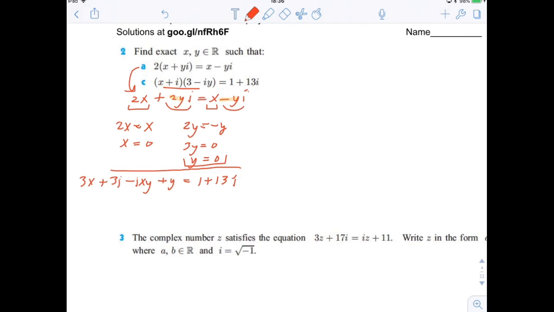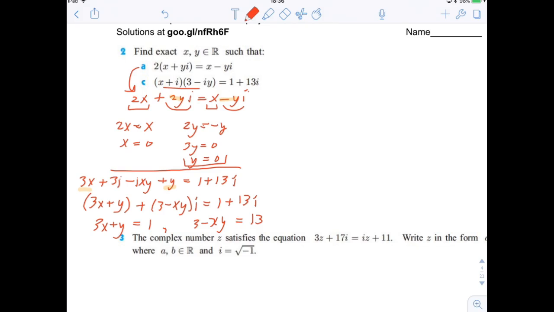So let's combine all the real parts here. So this is real, this is real. So the real part is going to be 3x plus y. And the imaginary part is going to be plus 3i minus xyi. So it would be plus (3 minus xy)i. And that is equal to 1 plus 13i. So 3x plus y, the real part of the left, is equal to 1, which is the real part of the right. And 3 minus xy, which is the imaginary part of the left, is equal to 13, which is the imaginary part of the right.